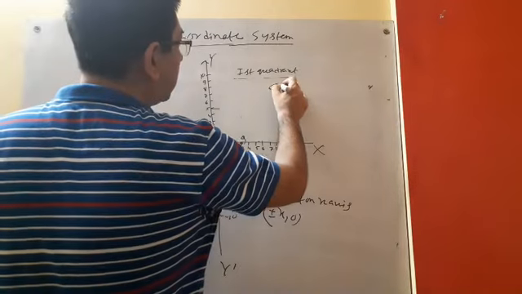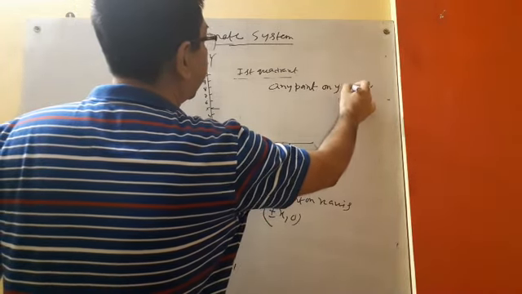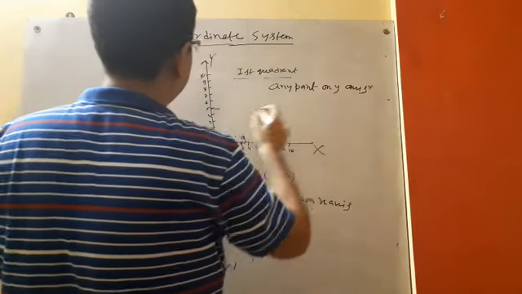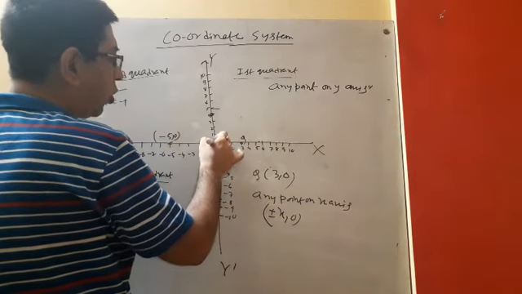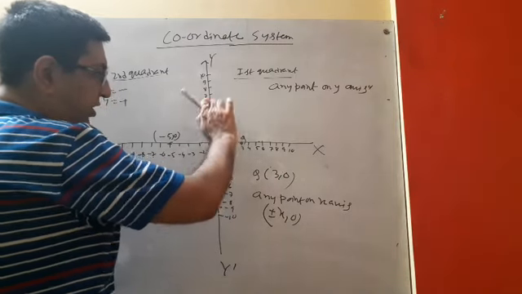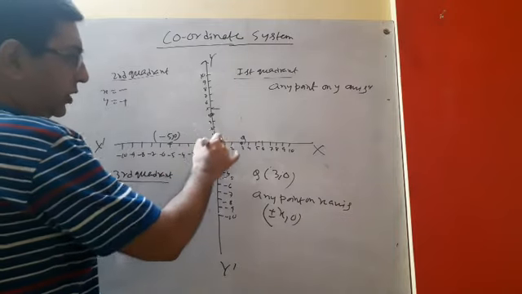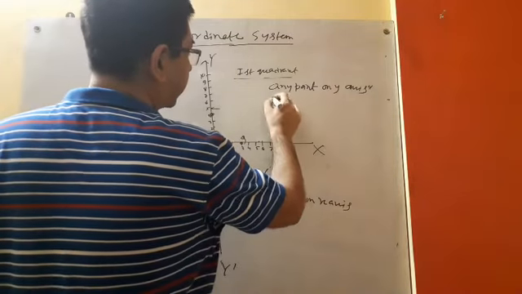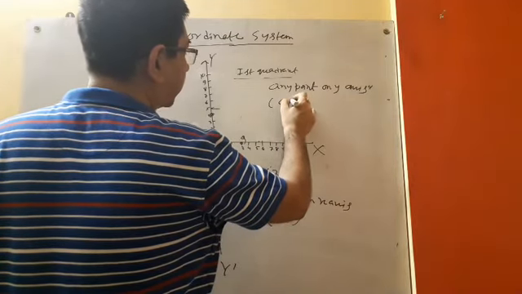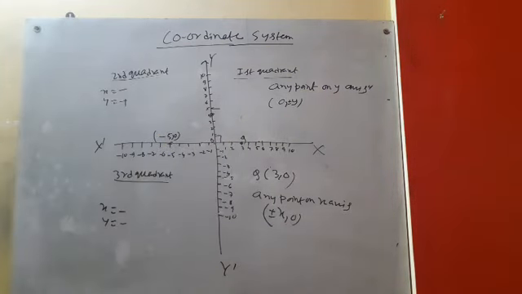And any point on y-axis, suppose this one, this is 0, 4. Why? Because the distance from x-axis is 4, but distance from y-axis is nothing, 0. So any point on y-axis is 0, y, plus minus y. If it is in the upper part, it is plus. If it is in the lower part, it is minus.